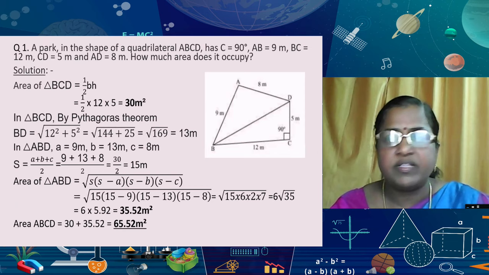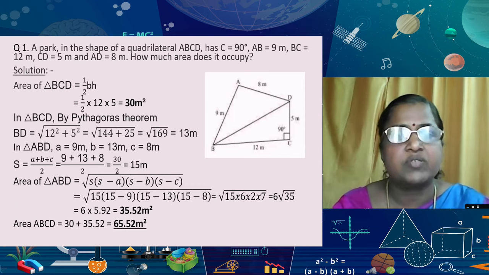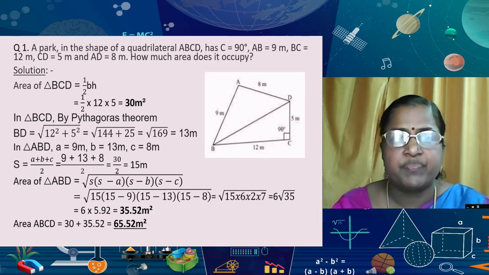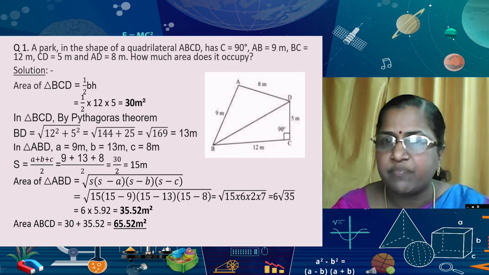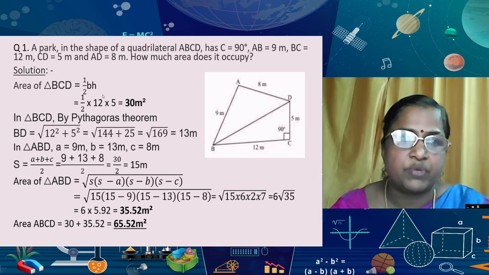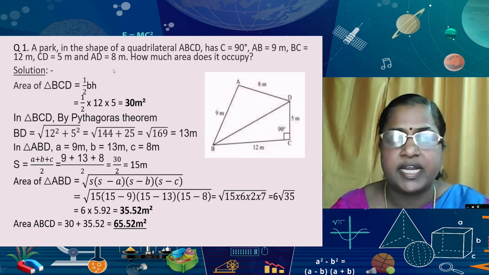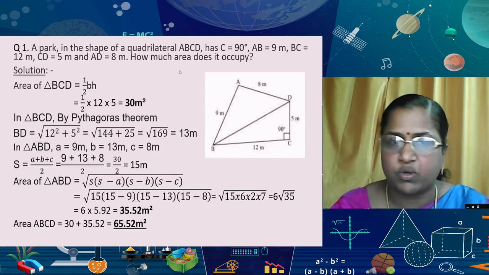By applying these formulas, we can find the area of different quadrilaterals, including Heron's formula. In the first question, we are given a park in the shape of quadrilateral ABCD, with angle C equal to 90 degrees, AB equal to 9 meters, BC equal to 12 meters, CD equal to 5 meters, and AD equal to 8 meters. We have to find the area the park occupies.